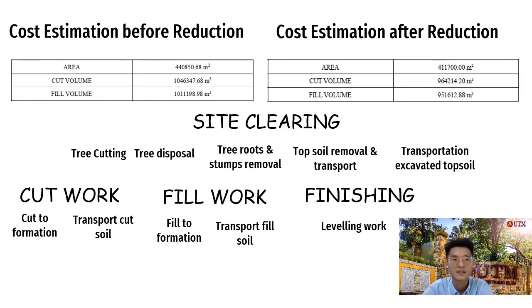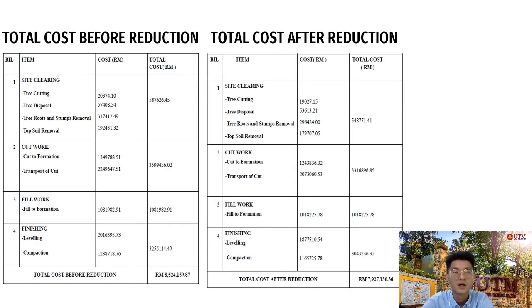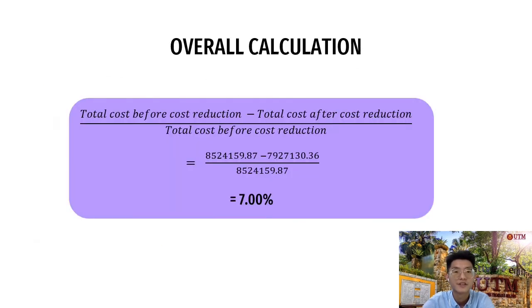Basically, the cost estimation has to be performed before reduction and also after reduction. Both reductions involve the site clearing, the cut work, the fill work, and also the finishing like leveling work, which has to be determined in this section. While this is the result of the total cost before reduction and also the cost after reduction. Generally, the overall calculation is stated below.